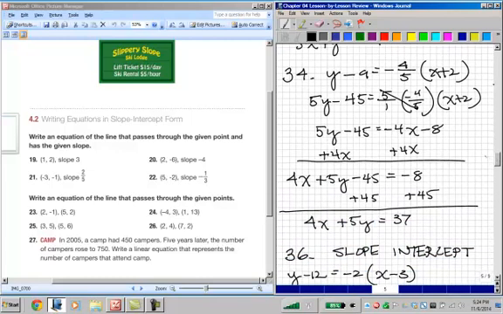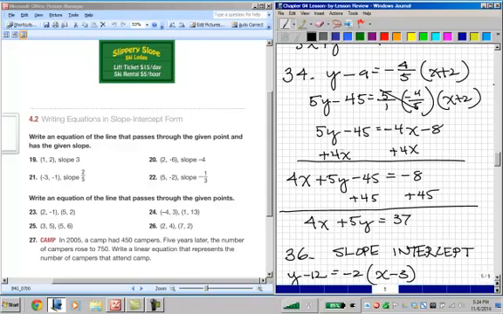34. Y minus 9 equals negative 4/5 times the quantity x plus 2. Now, we've got to put it in standard form, which means that we can't have any fractions as coefficients of these variables, y and x. So the first thing I'm going to do is multiply every term by 5. So I get 5 times y is 5y. Negative 9 times 5 is negative 45. Then I multiply on the right side, 5 over 1 times negative 4/5 times the quantity x plus 2. The 5's cancel, so I get 5y minus 45 equals negative 4x minus 8.